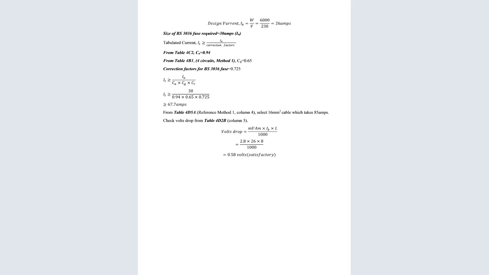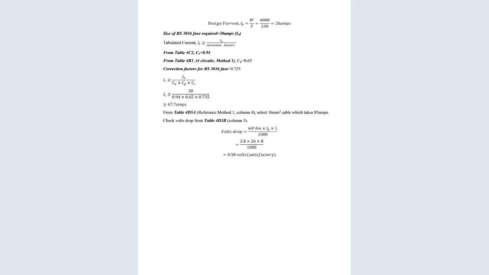So CA, we said, is the correction of the ambient temperature, that is 0.94. That is from the table, of course. And then we have the grouping correction factor, which is 0.65. And then we have the correction factor from the BS standard for the fuse, which is 0.725. So when we calculate the rating temperature current, IN, which has to be greater or equal to that, from the formula we get 30 amperes. That is the IN, rated from the BS standards.